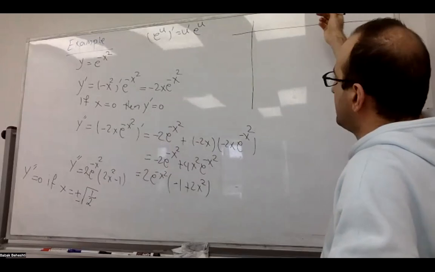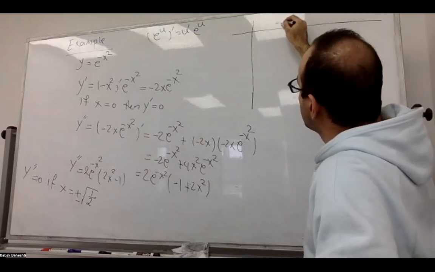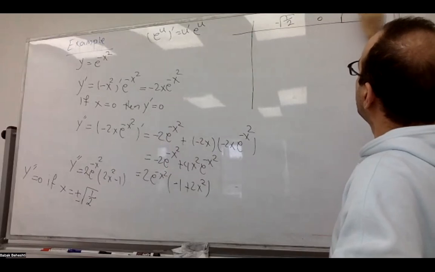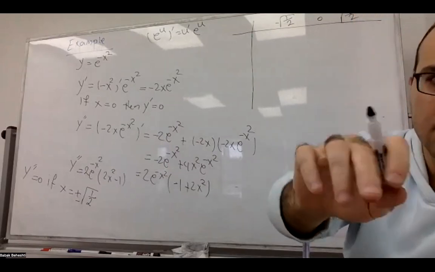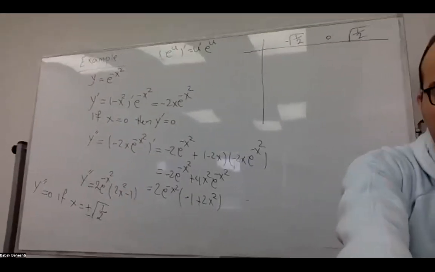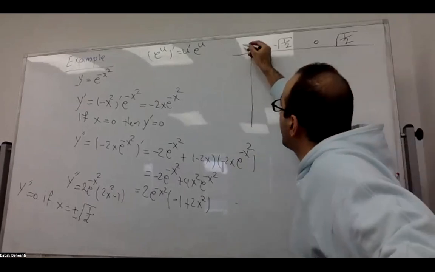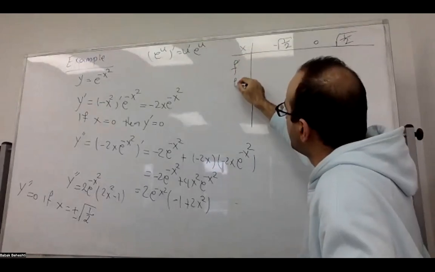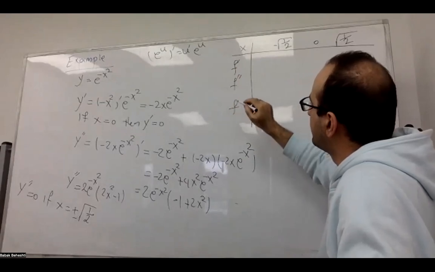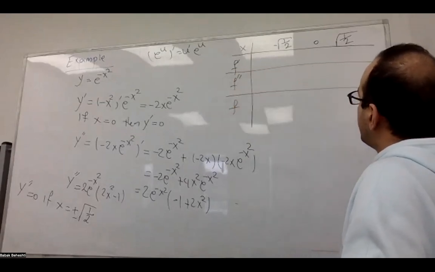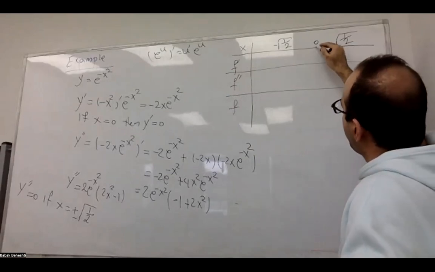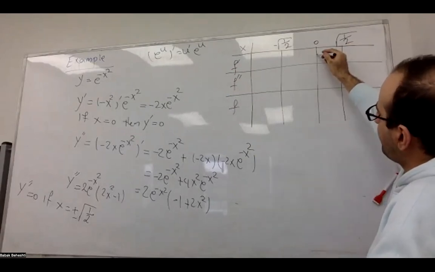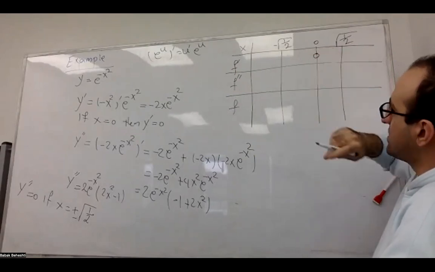So I put them in order. The smallest one is minus root 1/2, the second one 0, and the last one plus root 1/2. So these are the x values. Now I have f prime, I put f double prime here, and here f. You make this table. So when x is 0, f prime is 0.